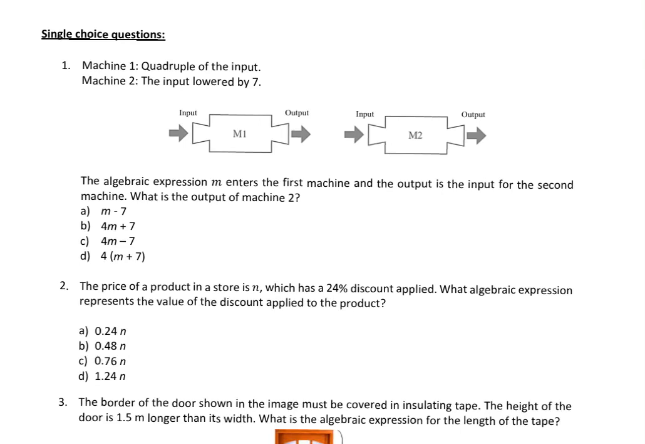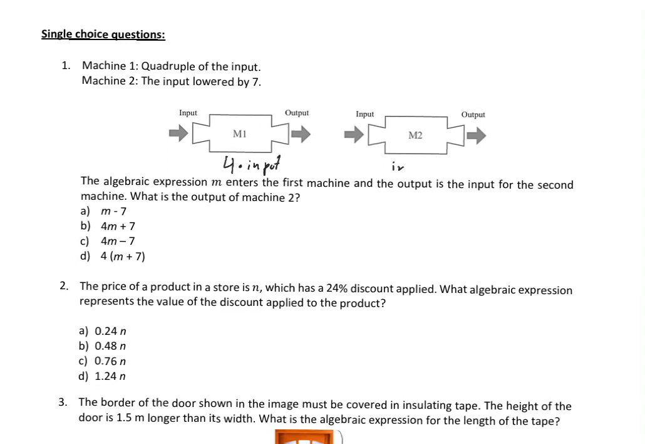Alrighty, problem 1. This is a problem that is so simple, and yet it confuses everybody once in their lifetime. Machine 1, you've got 2 machines. The machine 1, quadruple of the input. So we can say something like this. This is 4 times the input. Machine 2, the input lowered by 7.